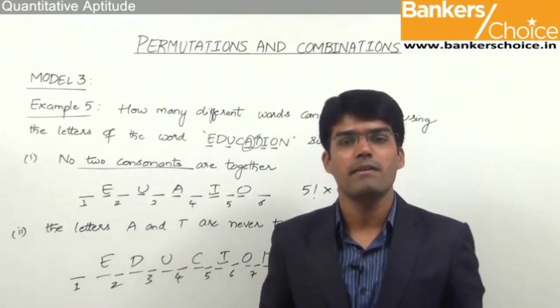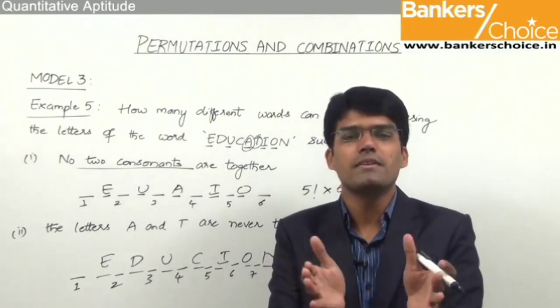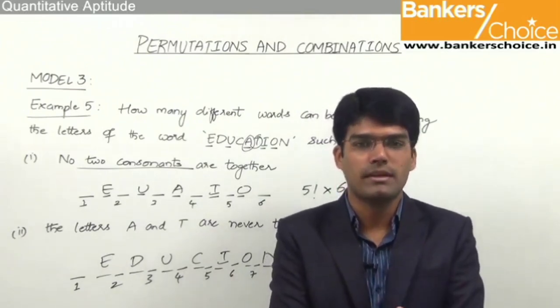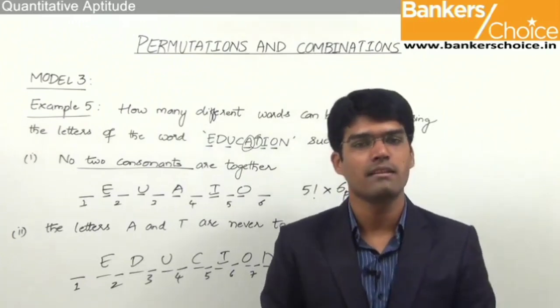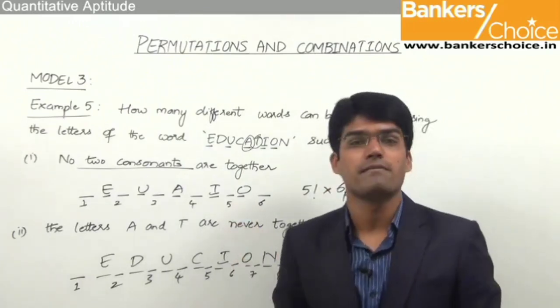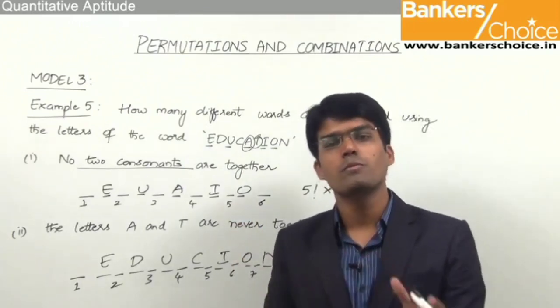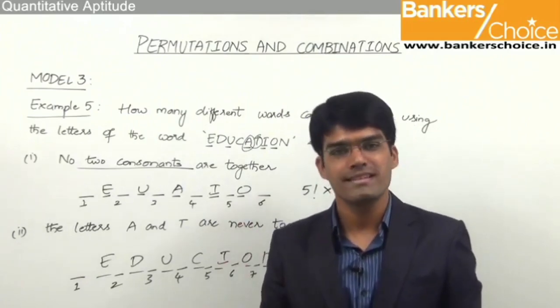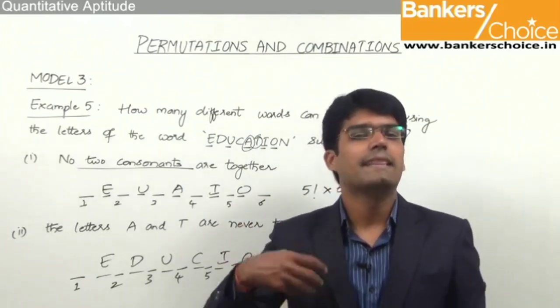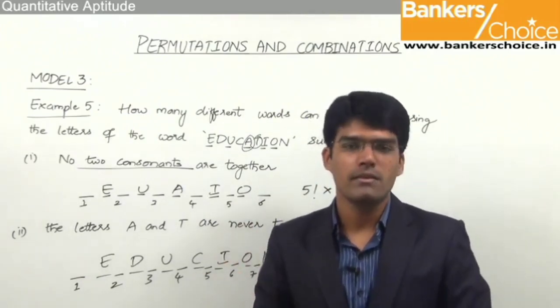In example 5, when we want certain objects to be together, we join them and consider it as one unit. Do the total arrangements and then internal arrangements. And in example 5, that is when we want objects not to be together, we first arrange the remaining objects, find the possible positions and then place these objects in the given positions.